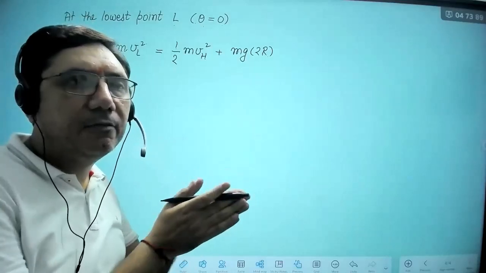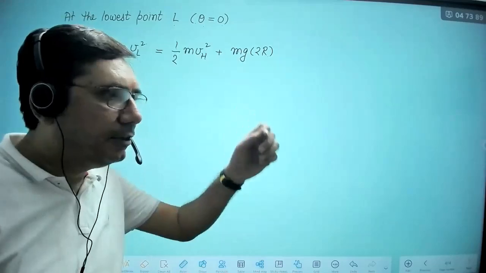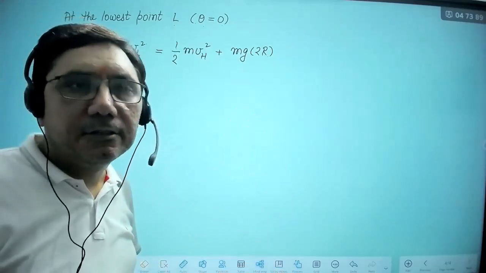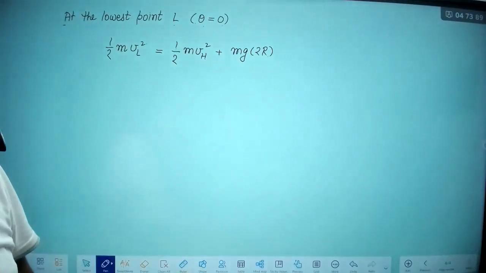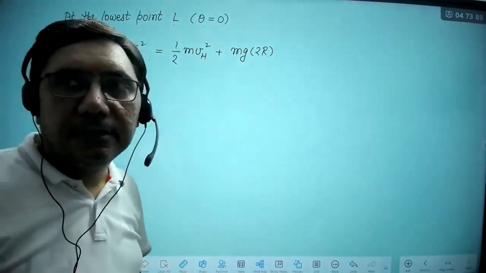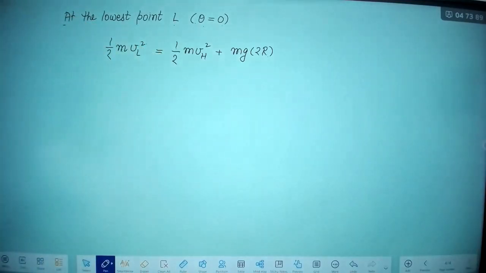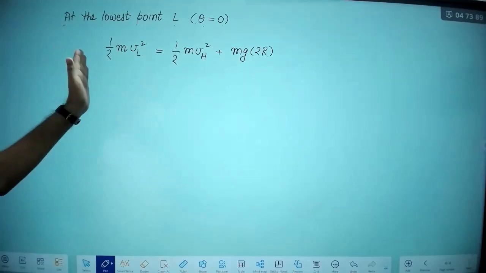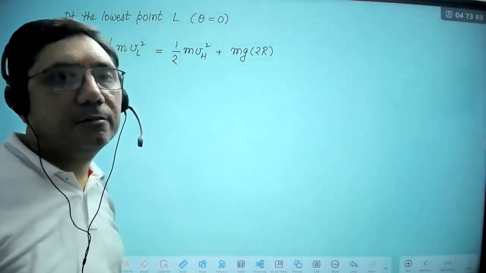Why does it remain the same? Why is it conserved? Because only one force is acting here, that is gravitational force. The external force is gravitational force, and that is conservative in nature. So the total mechanical energy, not potential energy, will be conserved here.